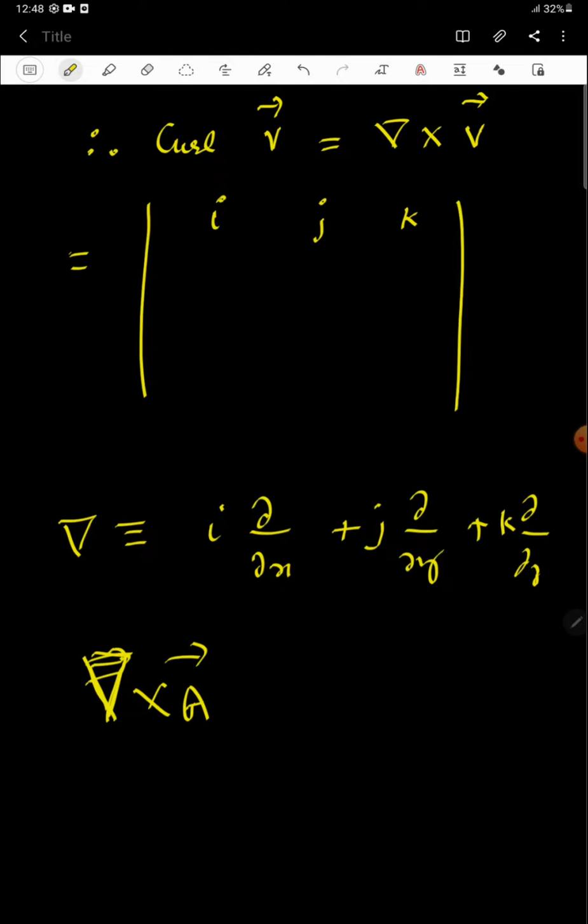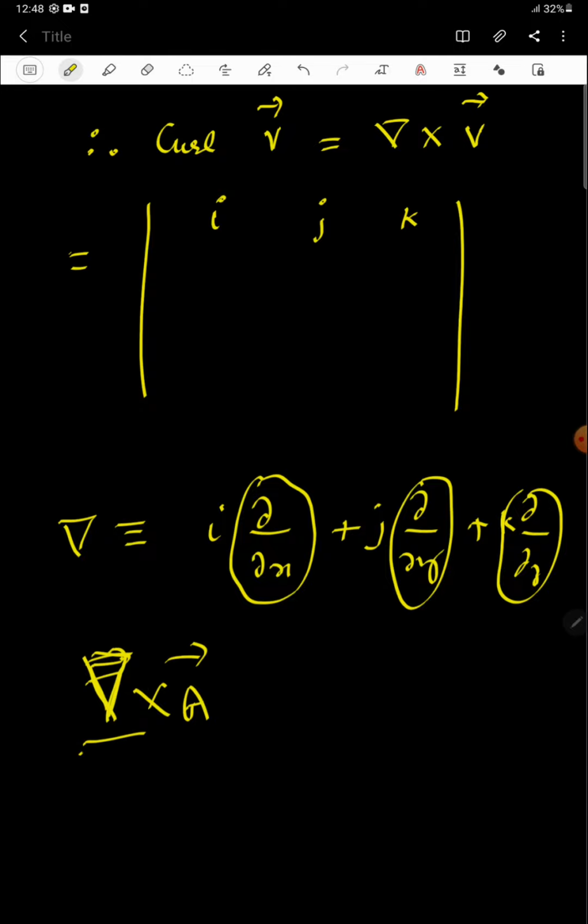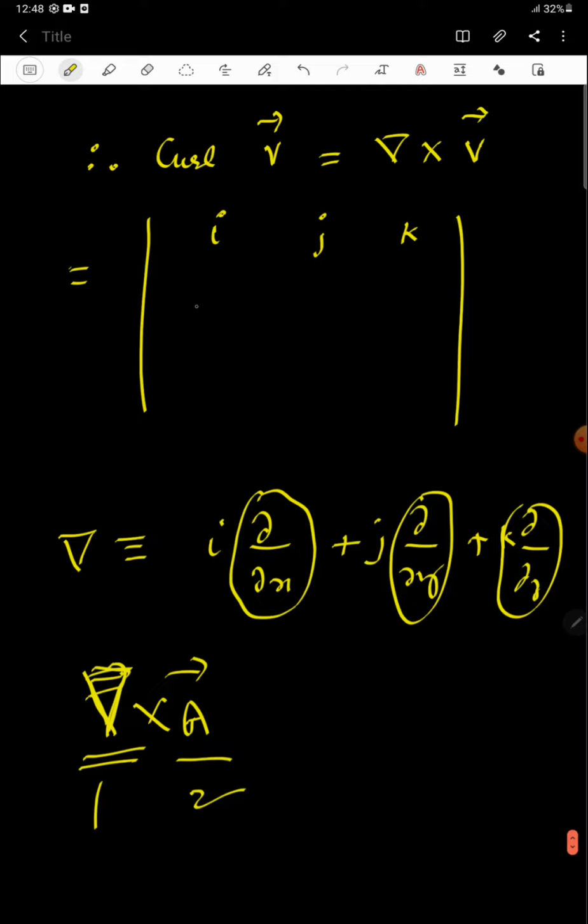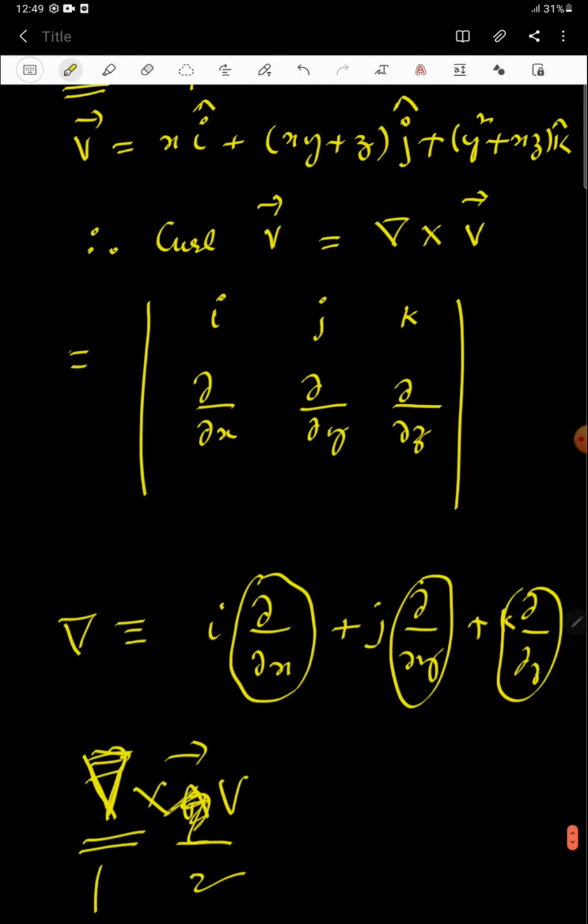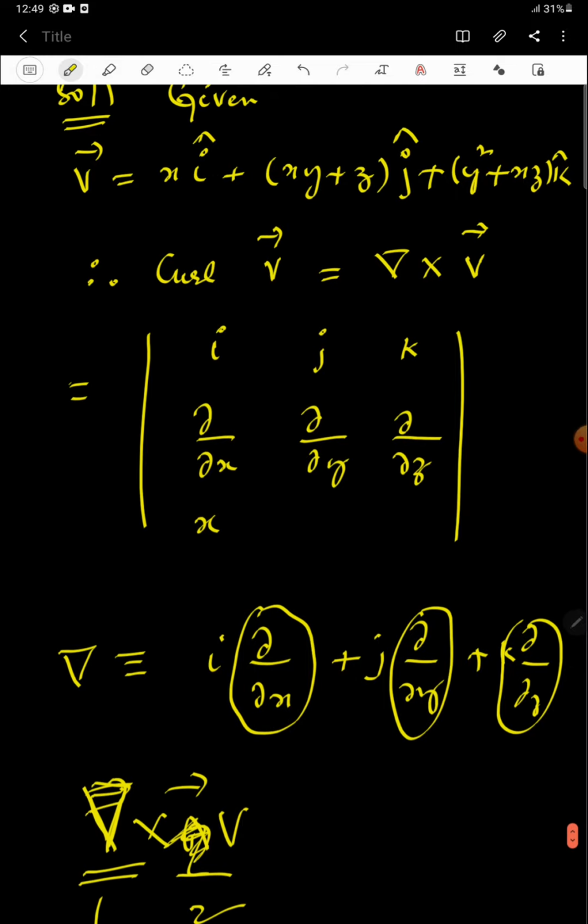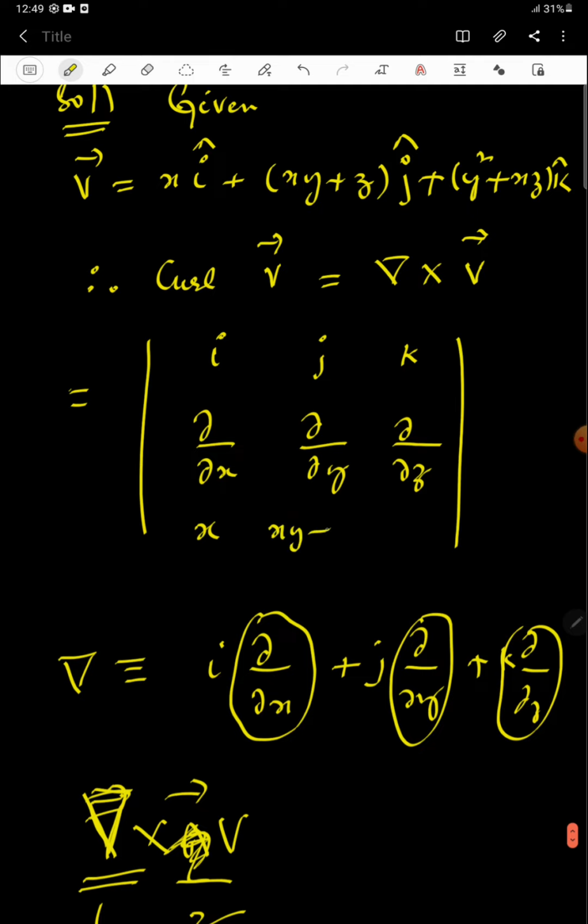When I want to cross this del and this V, I need to copy these coefficients of i, j, k. This is first vector, this is second vector. For the first vector, I write the coefficients dou by dou x, dou by dou y and dou by dou z. Then for V, the coefficients are x, xy plus z, and y square plus xz. I hope you have understood this part.